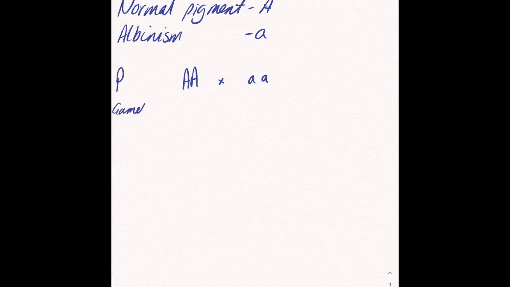When the parents form their gametes, remember that gametes only carry one copy of each chromosome, so they will only have one copy of an allele. When this parent makes gametes, they will all contain the dominant allele. And when this parent makes gametes, they will all contain the recessive allele. So all of the children in the first generation, that's what the F1 stands for, will have the genotype, big A, little a. They will be heterozygous, and the phenotype will be normal pigment.